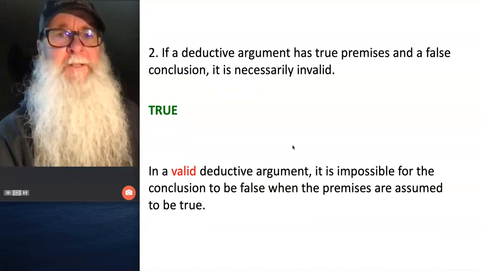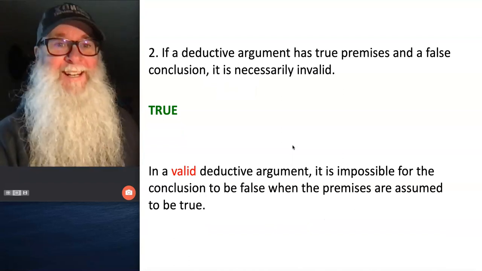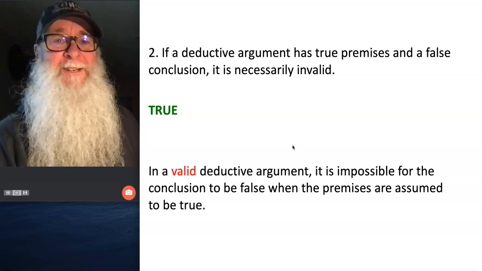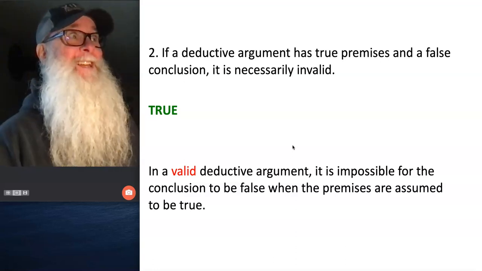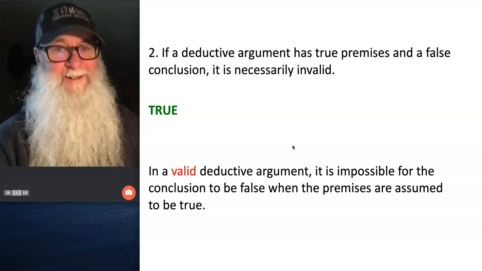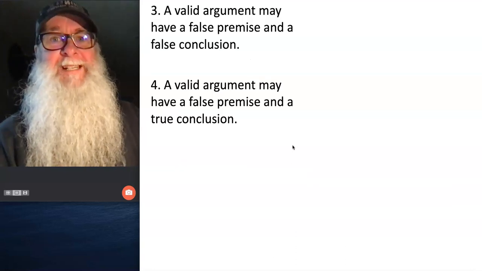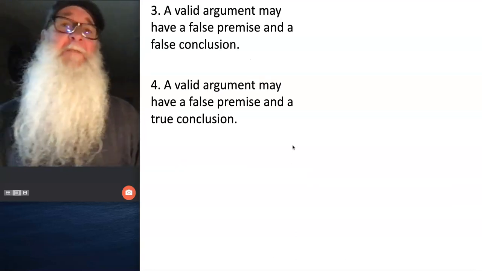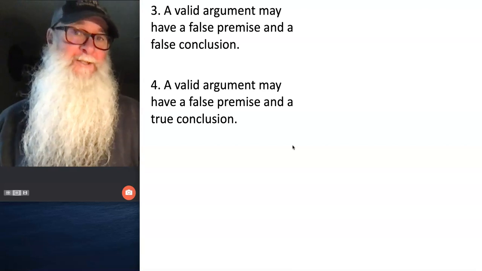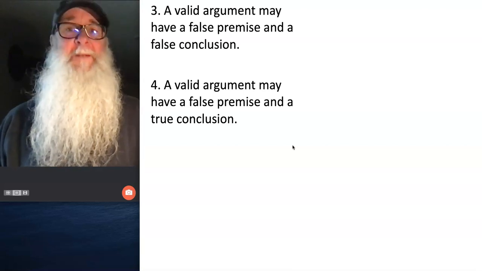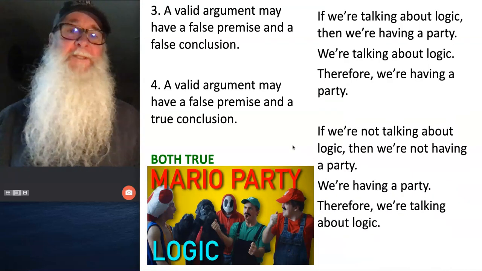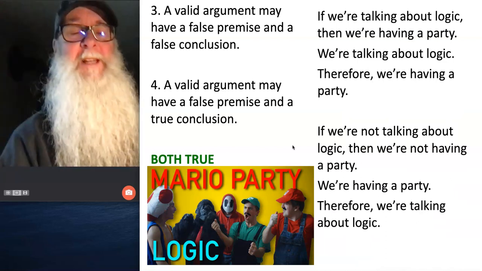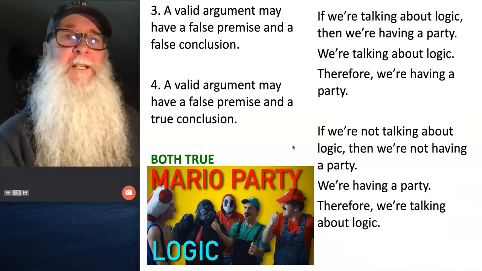Number 2 is true. If a deductive argument has true premises and a false conclusion, it is necessarily invalid. Yeah, that's the definition of an invalid argument. Number 3, a valid argument may have a false premise and a false conclusion. And number 4 says a valid argument may have a false premise and a true conclusion, and those are both true. And you've got examples here on the screen.